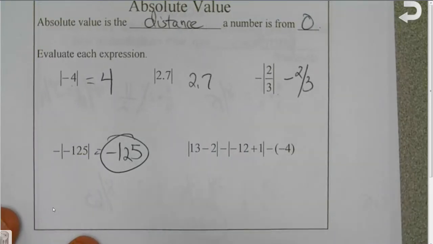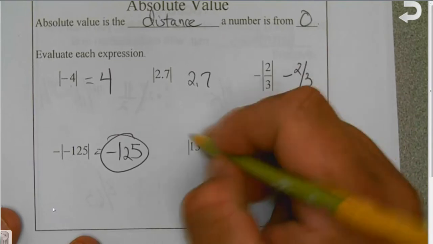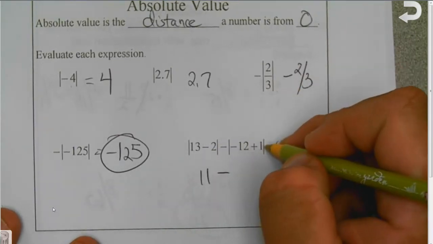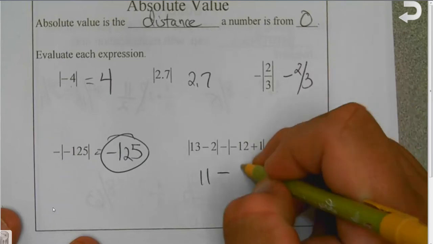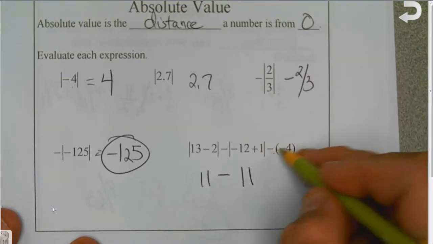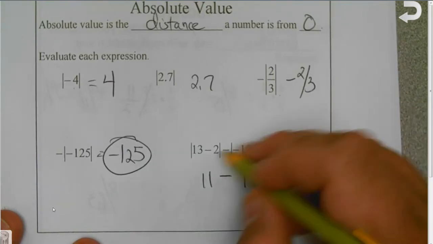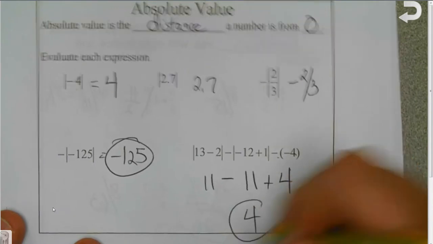Remember, when you have absolute value, you break it into parts. So this is 11. Negative 12 plus 1 is negative 11, but the absolute value of 11 is 11. And then minus the negative 4 is the same thing as saying plus 4. So when I take all three of these pieces together, I just get 4.